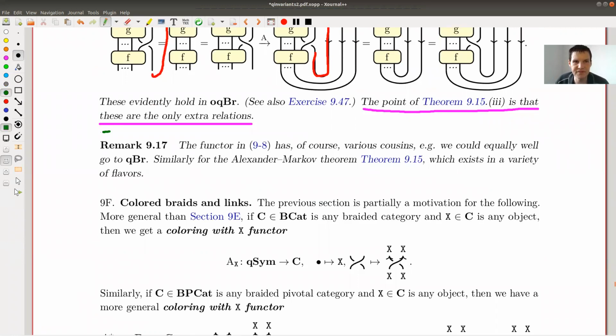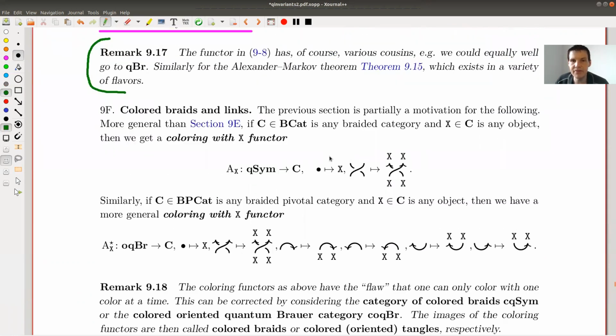And of course, nowadays we know that there are various cousins of the same thing. Anyway, so what I want to do now is define an invariant using this trick. I want to define invariants of links using braids. And we understand braids. Braids is a nice category. This is a QSIM category.